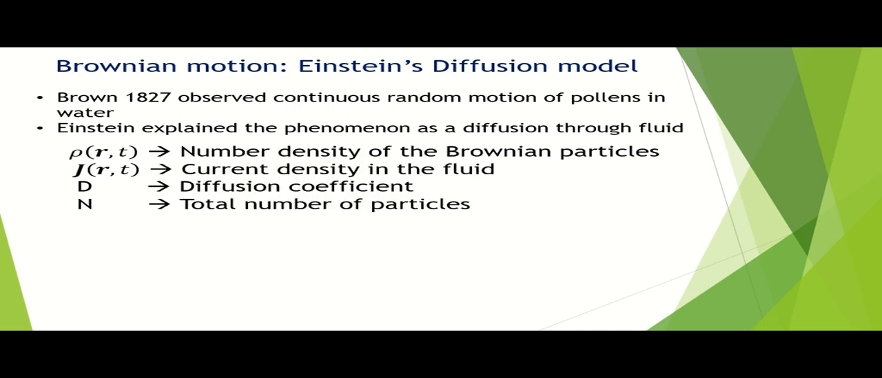Mathematically speaking, we are going to write down the diffusion equation, find the solution, and try to get an expression which will characterize the diffusion process. So we represent rho as our number density of Brownian particles. This basically tells us the number of particles in a given volume of space at position r and at time t. So it is a function of position as well as time t.